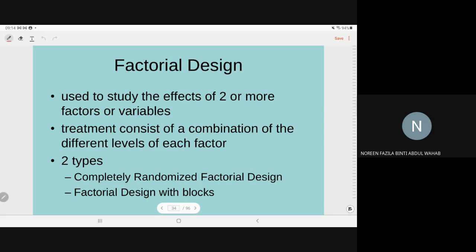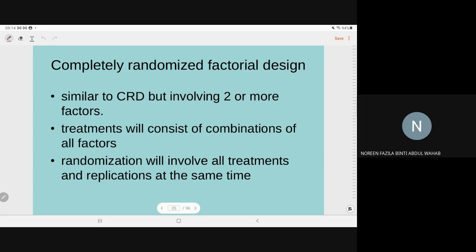Similar to one factor experiments, you have a completely randomized version of the design, and then you also have a block design. It is quite similar. It's just that in this case we are dealing with more than one factor. So let's look at the first one. Factorial design is the most basic design of experiment for more than one factor experiments.